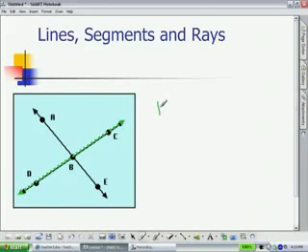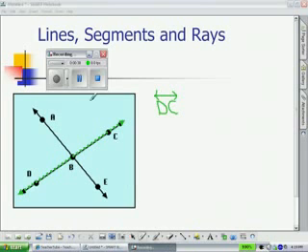Since we chose the whole line, when we write it using symbols, we use DC, and to signify it's a line, we would put an arrow at both ends, meaning that the line continues indefinitely in both directions.